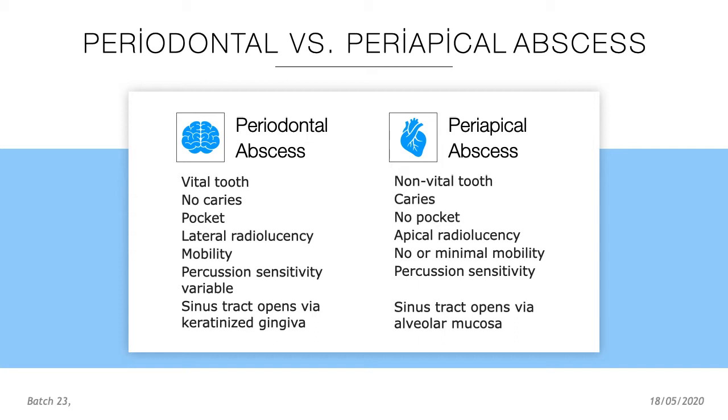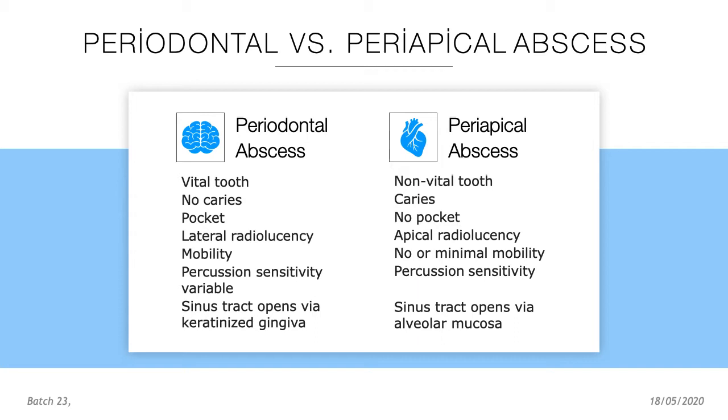So the difference is, in a periodontal abscess the tooth will be vital. There will not be any carious lesion. The patient will have a periodontal pocket. There will be a radiolucency on the lateral aspect of the tooth. There will be mobility. Percussion sensitivity is variable. It may or may not be sensitive, and the sinus tract will be seen in the keratinized gingiva.